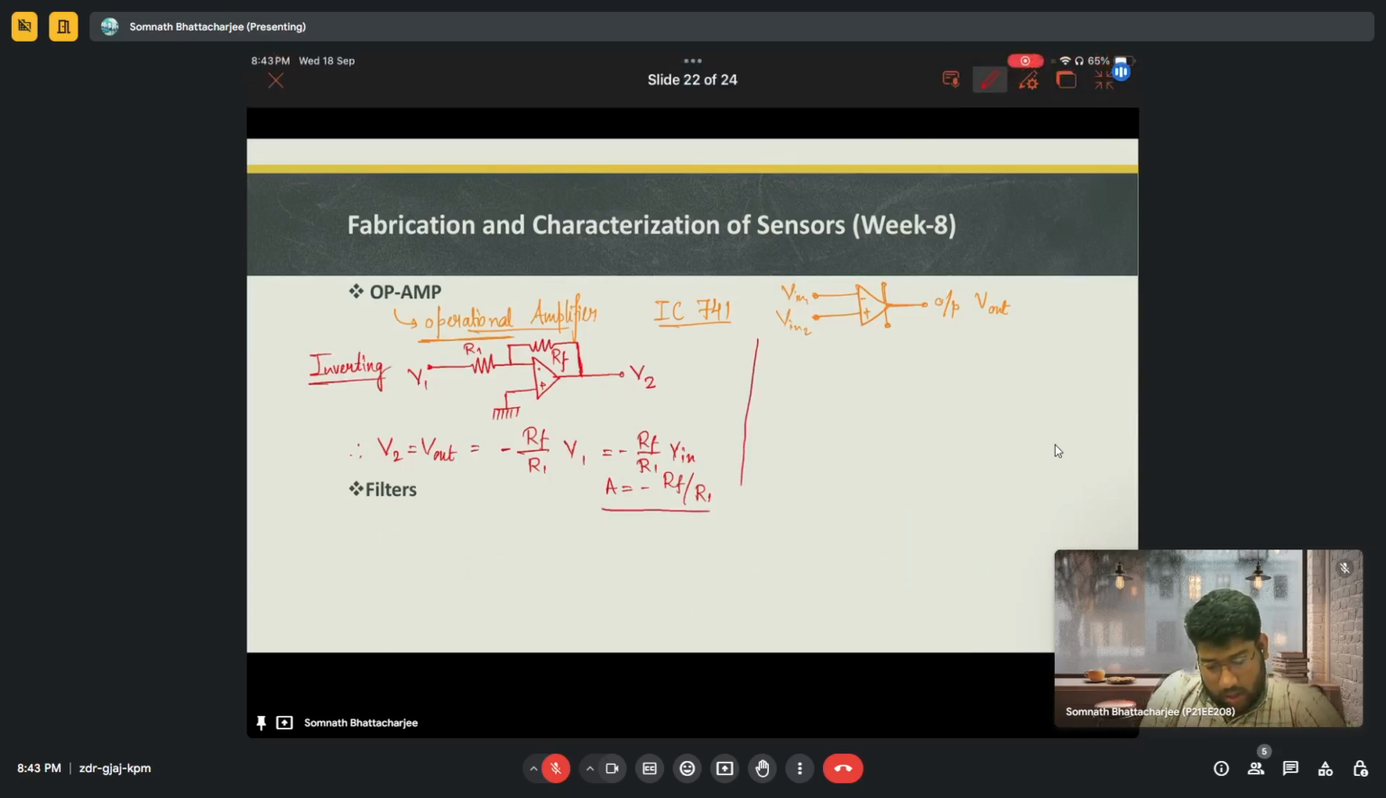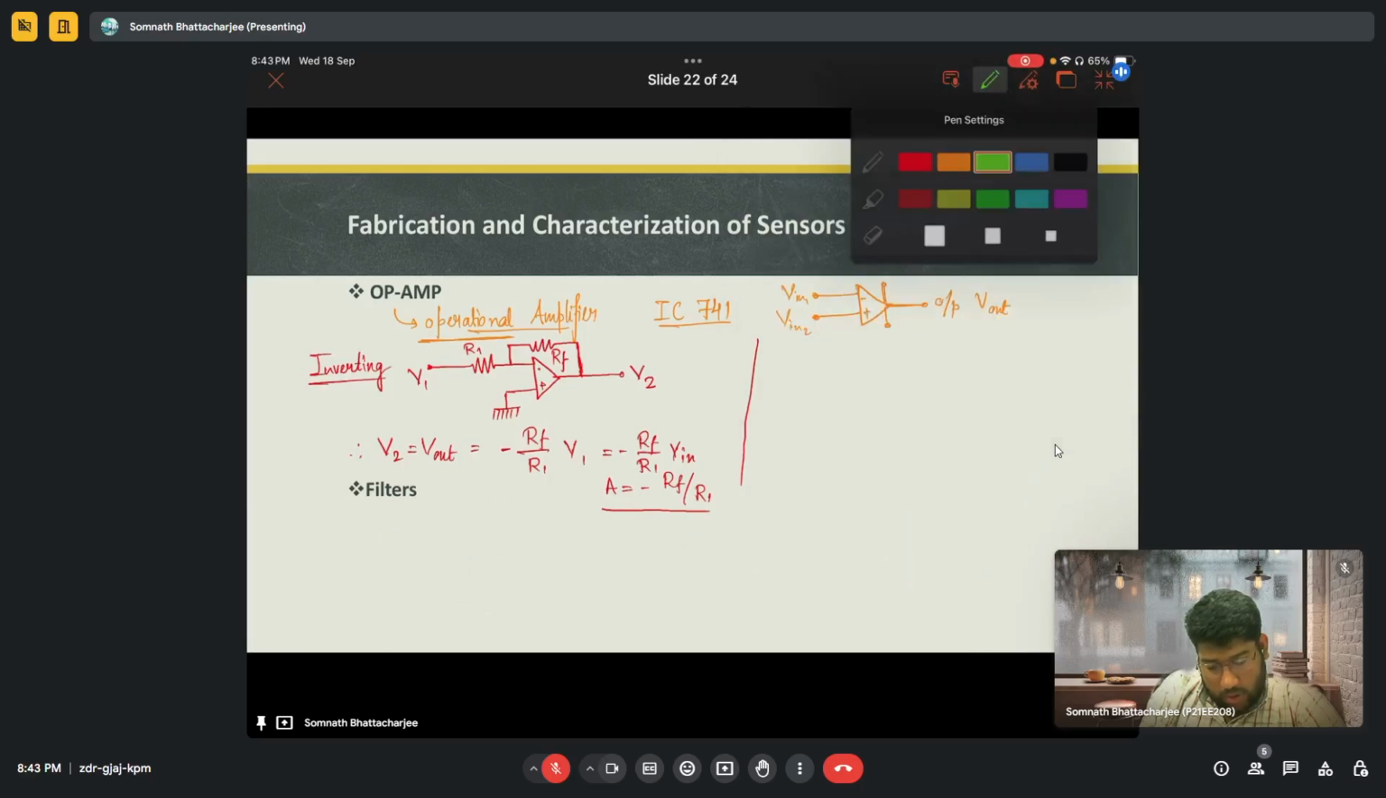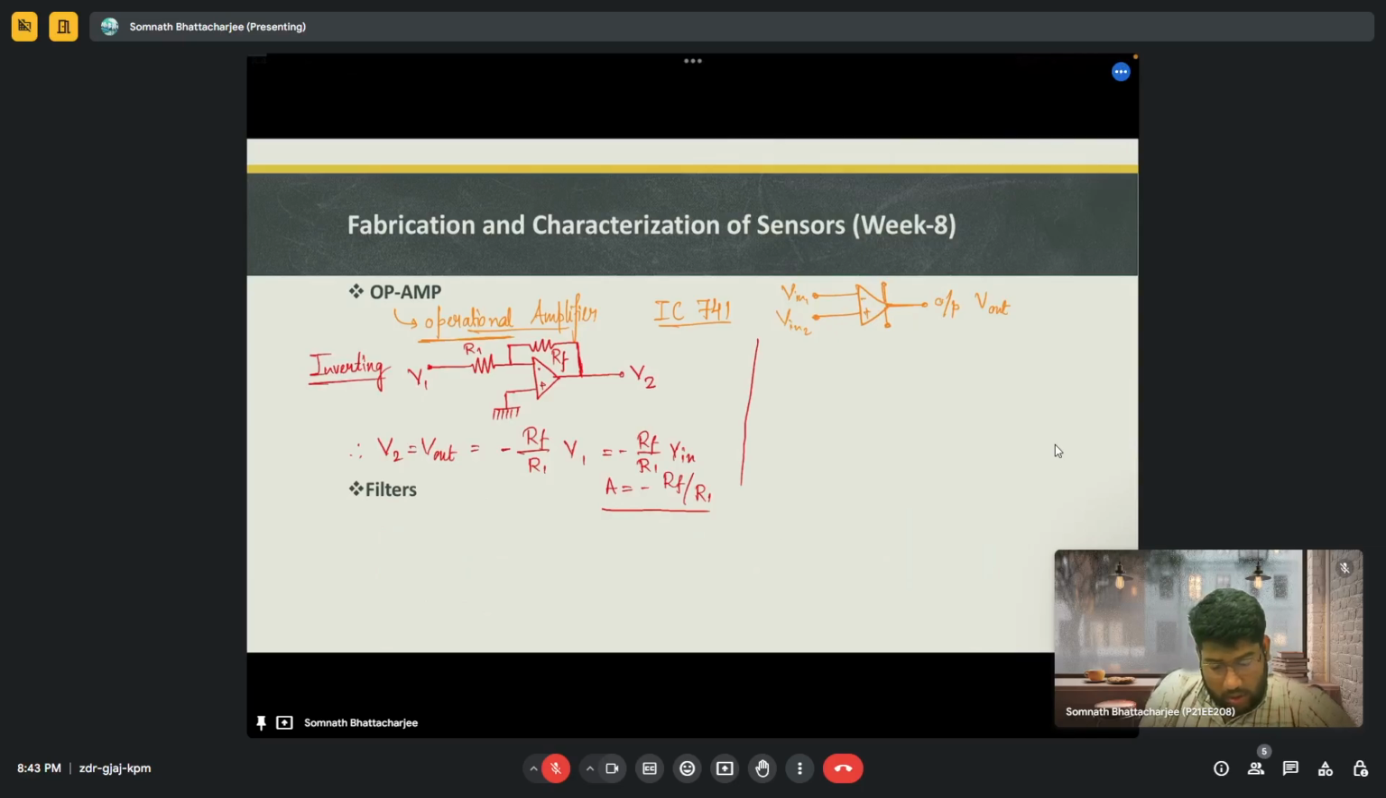Similarly, another most common structure is the non-inverting amplifier. What happens in a non-inverting amplifier is that we put the source, that is V1, directly to the non-inverting terminal, and we put a resistance here. We just directly put it to the ground. Okay. From here, we will have a resistance which will connect here, and let's say it is RF. This is R1 and this is V2.